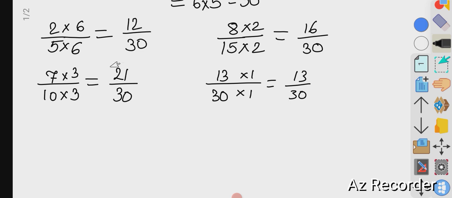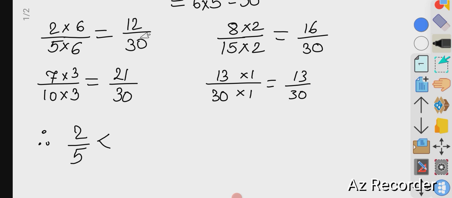So see here, 12, 21, and here is 16 and 13. So the smallest numerator we got is 12 upon 30. That means actually it was 2 by 5. So we can write here, 2 by 5 is the first rational number in the ascending order. Now we will put a less than sign. Why less than? Because it is the smallest one. Whichever number comes next will be bigger than this.